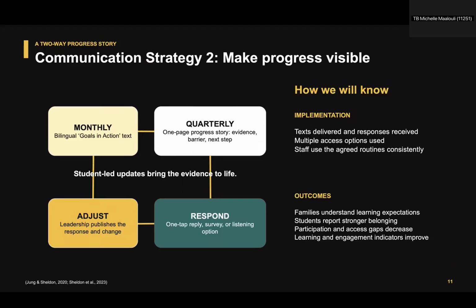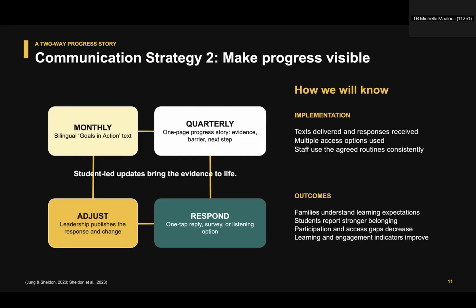Our strategy number 2 will be the systems that keep the goals visible after the beginning of the year launch. So each month, families and staff will receive a short bilingual Our Goal in Action text. Each quarter, we'll share a one-page progress story. That story will include evidence of implementation, a student learning example when appropriate, a barrier we are still working to address, and the next adjustment we make to the plan.